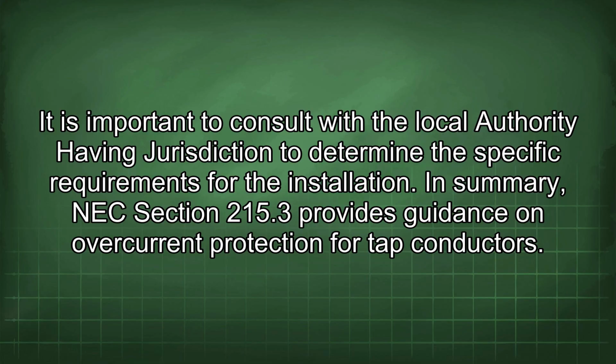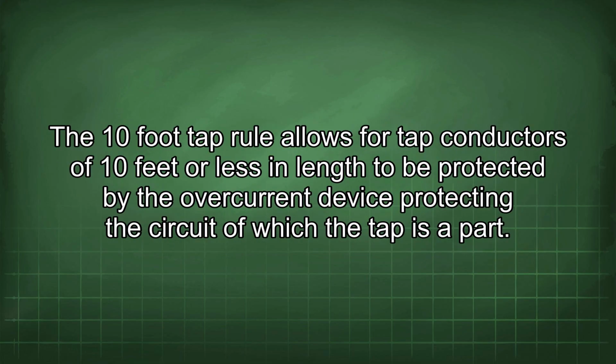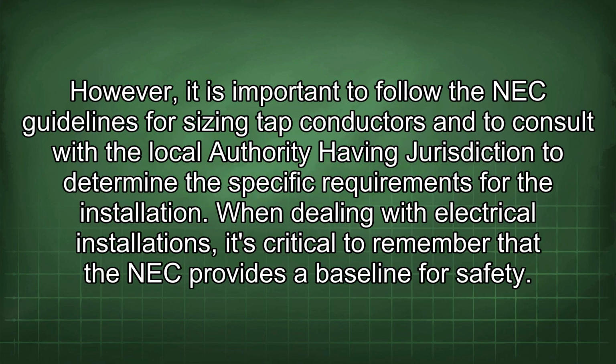In summary, NEC Section 215.3 provides guidance on overcurrent protection for tap conductors. The 10-foot tap rule allows for tap conductors of 10 feet or less in length to be protected by the overcurrent device protecting the circuit of which the tap is a part. However, it is important to follow the NEC guidelines for sizing tap conductors and to consult with the local authority having jurisdiction to determine the specific requirements for the installation.